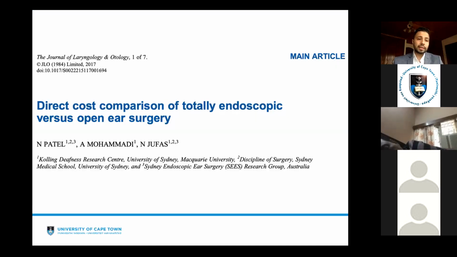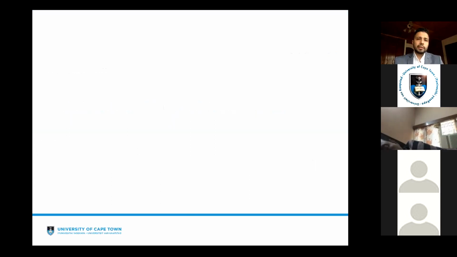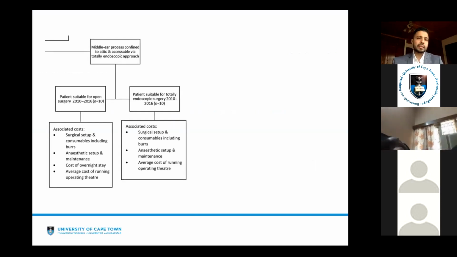I'll talk about this study that was done in Sydney about 2 years ago that directly compared the cost of a totally endoscopic approach versus an open approach. And what they did is that they assessed patients with an attic cholesteatoma, and felt if they were suitable for a totally endoscopic approach. Those patients were then subdivided into 2 groups, either with a total endoscopic ear approach or with an open approach.